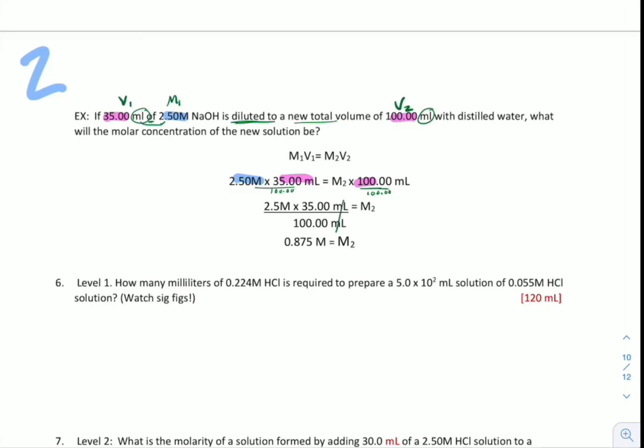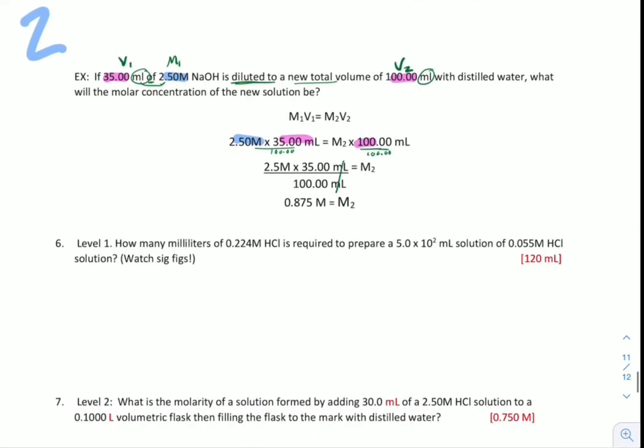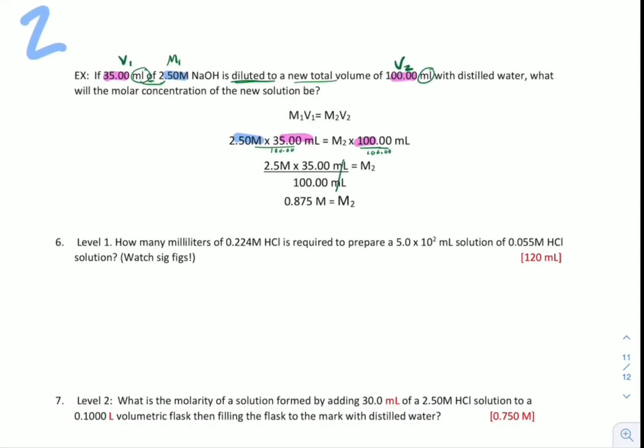And then when you put it in, your milliliters cancel, and you're left with molarity. That's your new dilution. Notice you started with something concentrated and it became less concentrated. That's the point. But sometimes you'll start with something dilute and they'll have you go concentrated. But I'm just saying the point is that it changed.